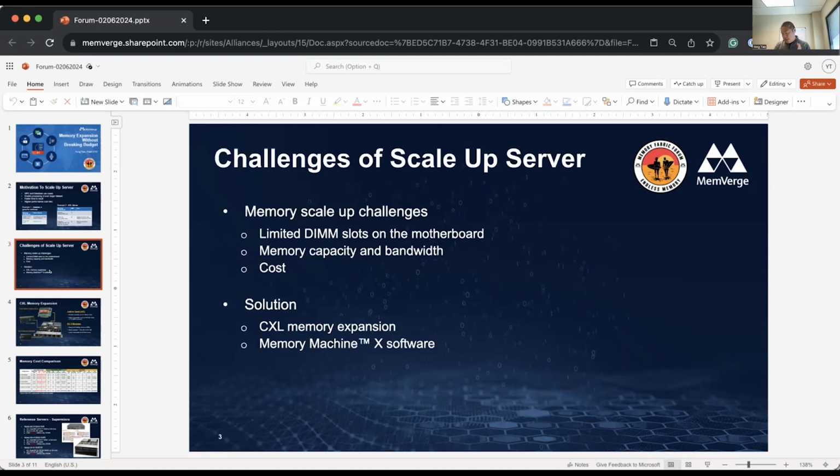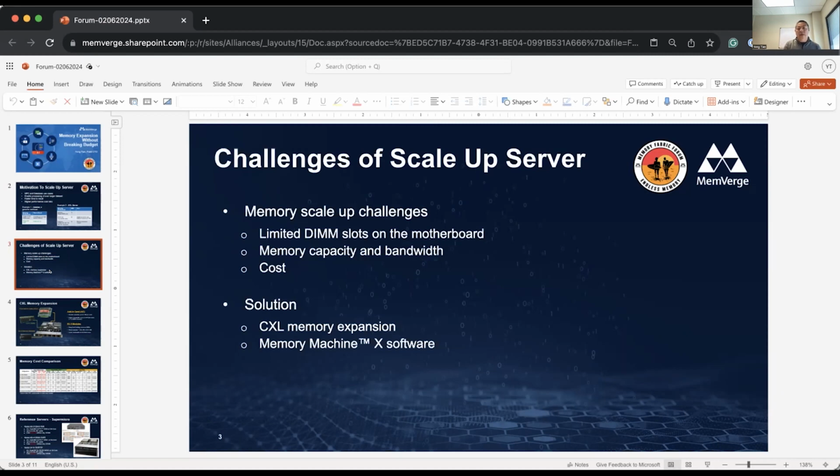I think pretty much as you have seen in Michael's presentation earlier, there are limitations on the capacity and the bandwidth that will be available from these limited DIMM slots on the motherboard. Also, because of these limited slots, if you want to go up in memory, you essentially have to use these high density memory modules. And these high density modules, particularly at 128 gigabyte capacity, their costs go up significantly. The per gigabyte cost almost triples because of all the manufacturing technology limitations that we have. So a big component of this challenge is cost related.